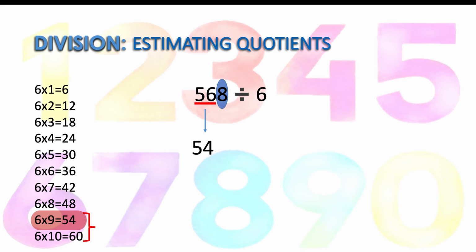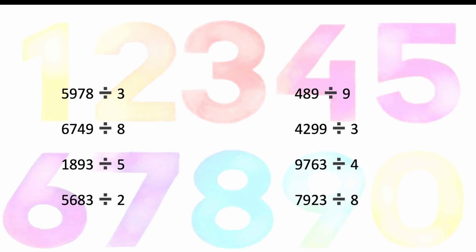How many numbers do I have to the right? Only one. So I'm going to put a 0, and I write my divisor, that is the number 6. Now I divide. 54 divided by 6 is 9, and I only have one 0 at the end. This is the explanation of estimating quotients. I hope you understand it.